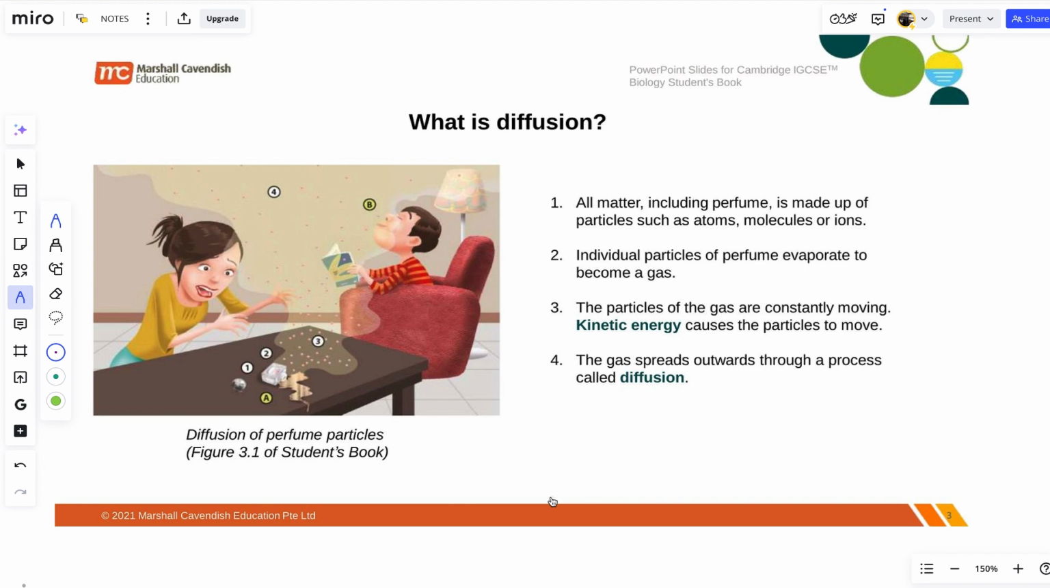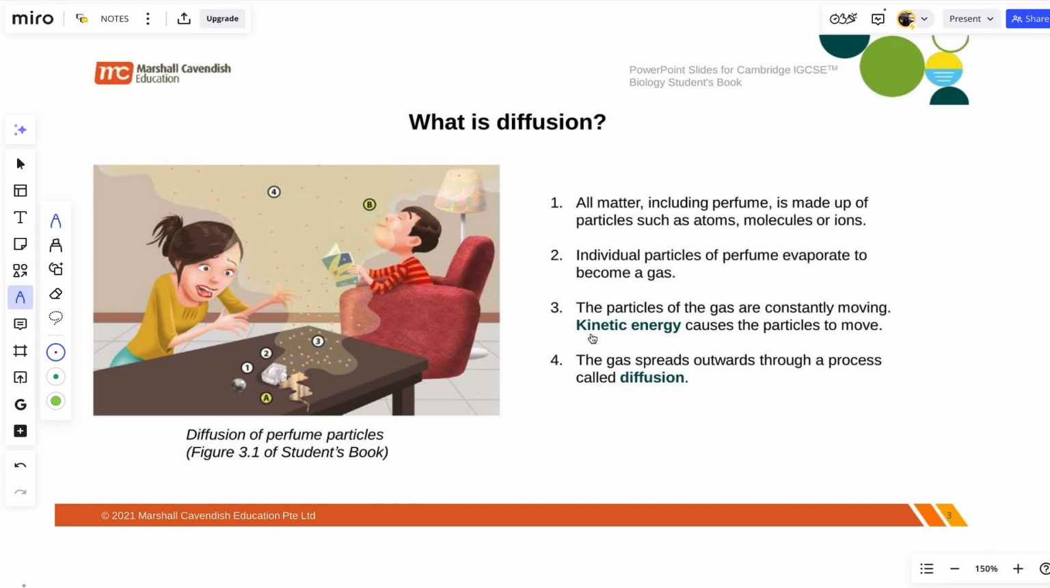All matter, including your perfume, is made up of particles such as atoms, molecules, and ions, right? Because your perfume is also matter. It's a gas, so it's also part of the states of matter. Individual particles of perfume can evaporate to become a gas. Now, the particles of the gas are constantly moving, and that's what we call kinetic motion. The kinetic energy causes the particles to move.